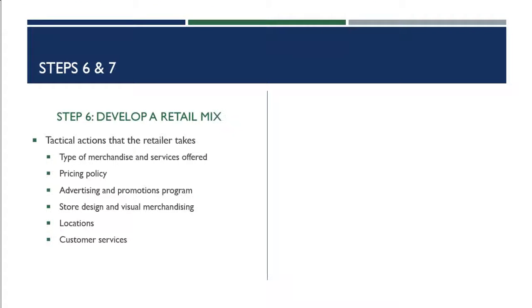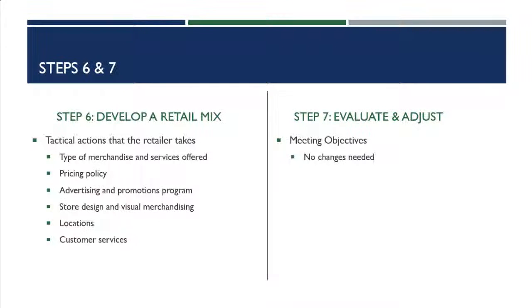And once all that's done and we've executed our strategic plan, it's important to evaluate and adjust. And it's important to evaluate along the way, not just at the end of our plan, whether it's a 1-year, 5-year, or 20-year plan. So if we're meeting our objectives, or if we're on track to meet our objectives, obviously there's no changes needed. Let's just stay the course and make sure we're staying on track to meet those goals.